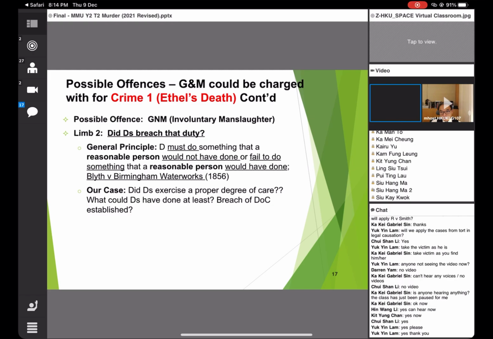Okay, you might argue it differently. There's no right or wrong answer, but this is just an illustration. As long as you have the relevant law being applied to the facts of the case, you can get equally good marks. No question? Any question for this one?